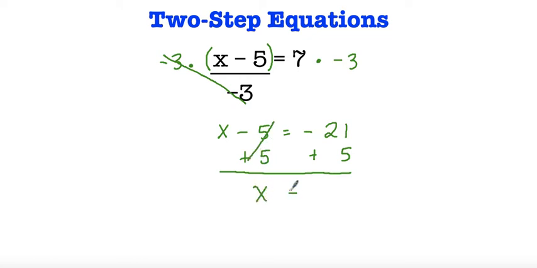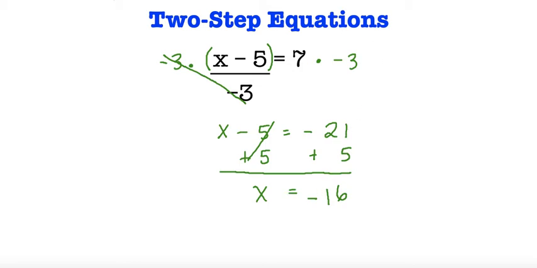Now I'm left with x equals negative 21 plus 5. Because the signs are different, we're going to subtract and keep the sign of the number with the greatest absolute value. So 21 minus 5 is 16. And we know that the number with the greatest absolute value in this case is negative 21, which is negative. And so our answer is x equals negative 16.